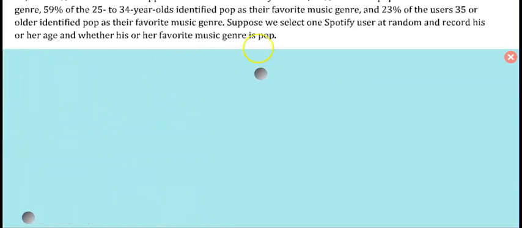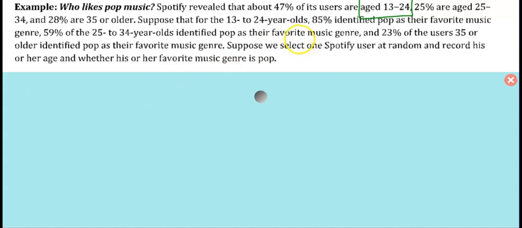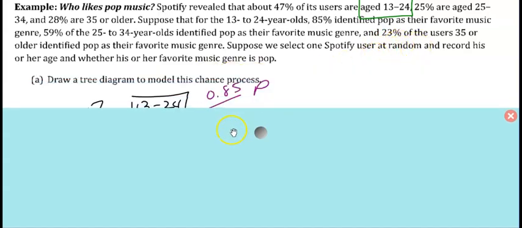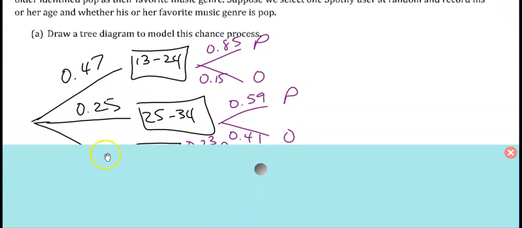Alright. So now, let's include 85% of our younger folks like pop. 25 to 34 folks have 59%, and 23% of the 35 and over users prefer pop. So our tree diagram will look as such.